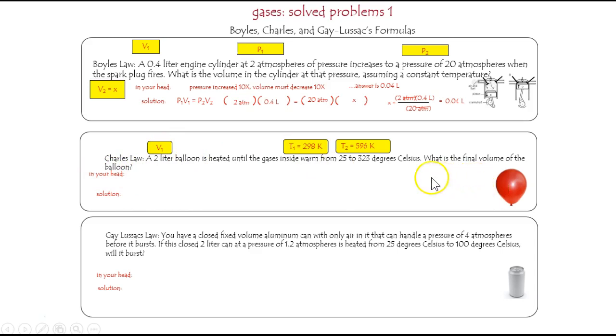You heat up a balloon, it's going to expand. If the temperature doubled, the volume will double. The answer is going to be 4 liters. We can solve it systematically.